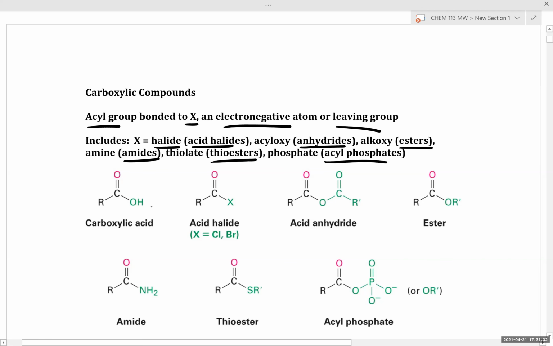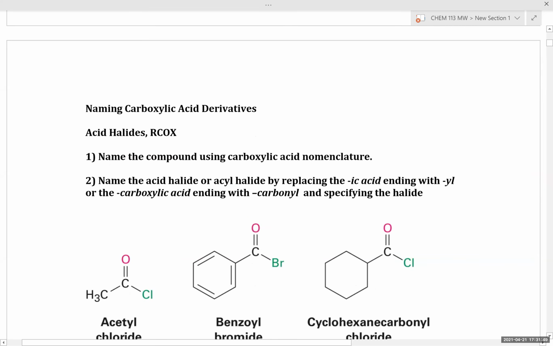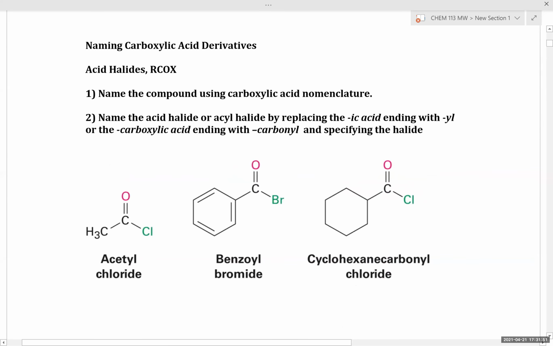And in this chapter, we're going to discuss the different reactions for these carboxylic acid derivatives, and we'll talk about methods to name and classify these carboxylic acid derivatives. Okay, so let's start with naming conventions for acid halides or acyl halides.